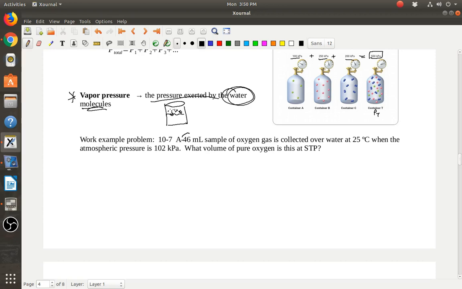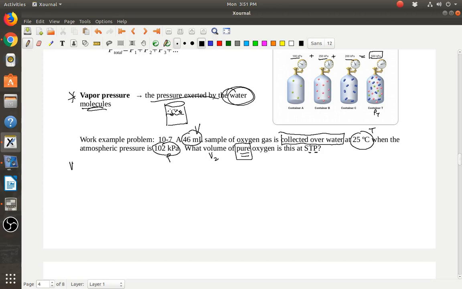We have a 46 milliliter sample, that's a volume, of oxygen gas is collected over water. Box that. That's an important phrase. At 25 degrees Celsius, that's a temperature. When the atmospheric pressure is 102 kilopascals, that's a pressure. What volume? That's a second volume. Pure oxygen is also important at standard temperature and pressure. So you can see we have a lot of temperatures and pressures and volumes, so we're going to be using the combined gas law again.